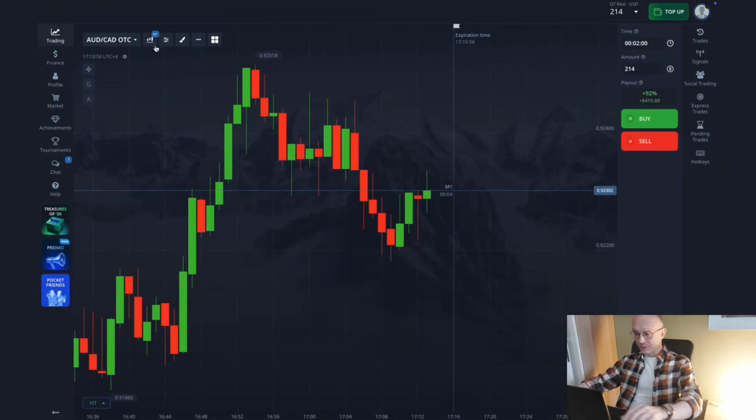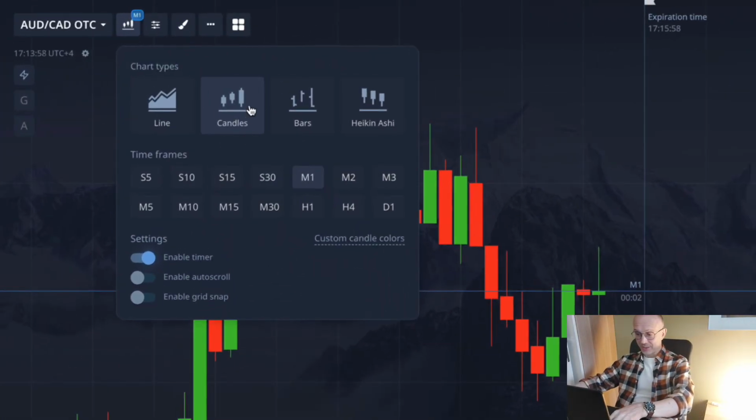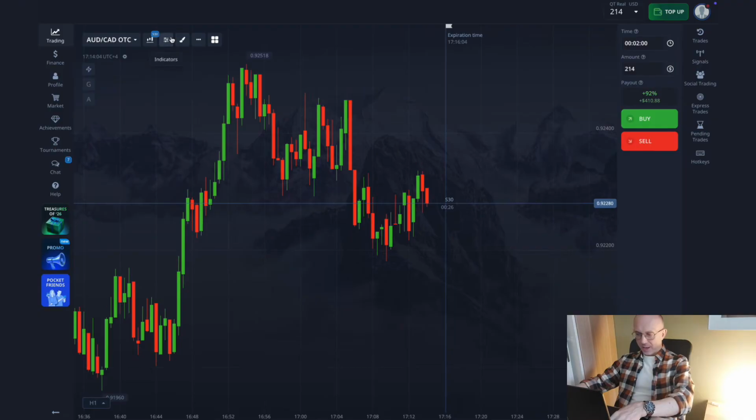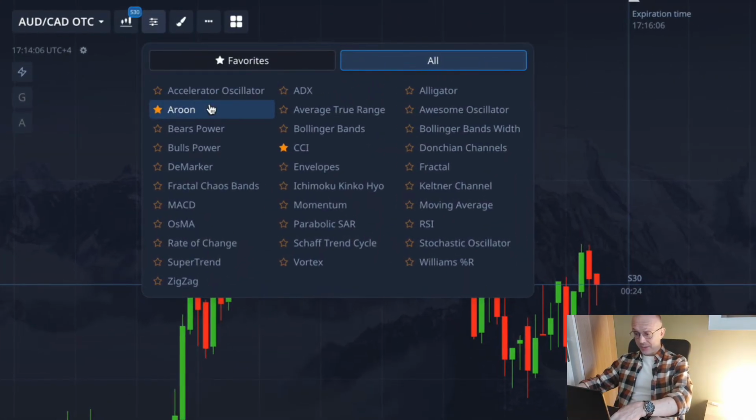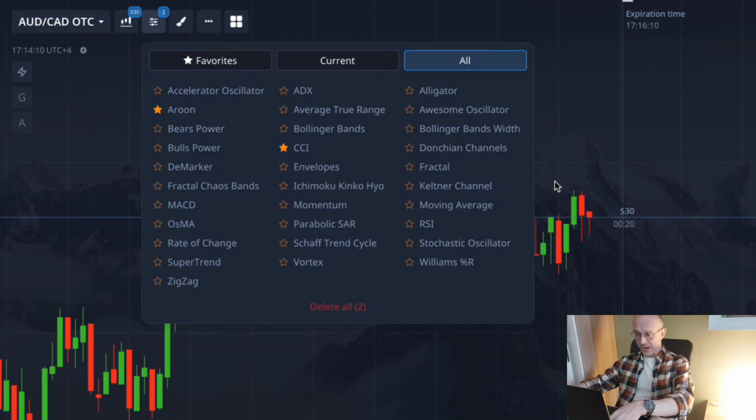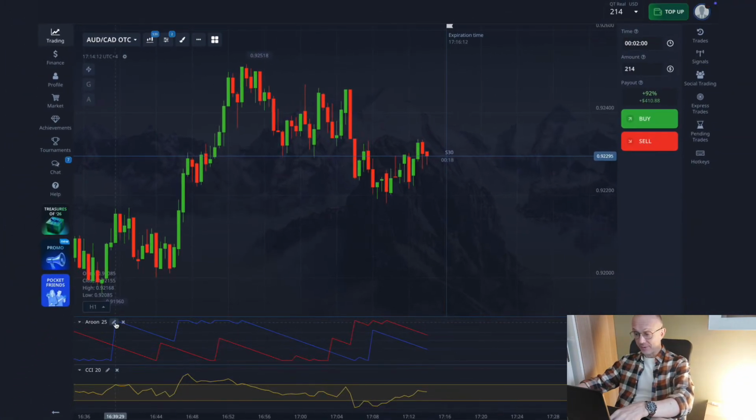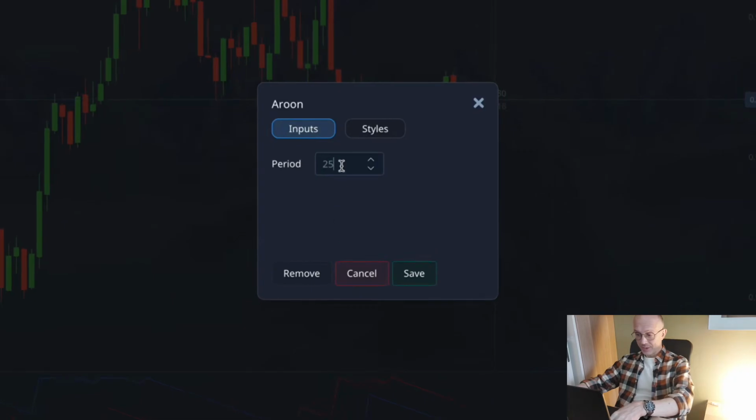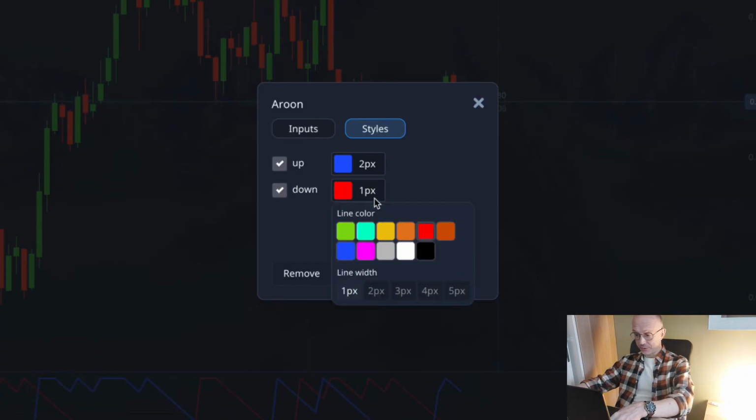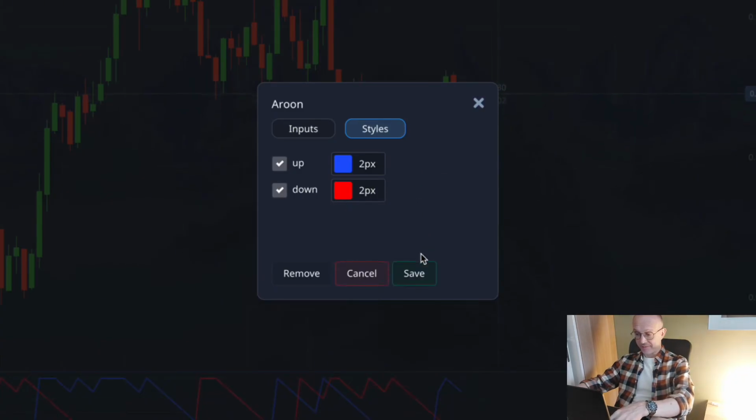First, let's prepare the tools for work. I'm setting classic candles and the time frame is 30 seconds. Let's go first to the Indicators tab and select the Aroon and the CCI. Let's configure the Aroon first. Set the period to 10. Let's set the line style width to 2 and save.